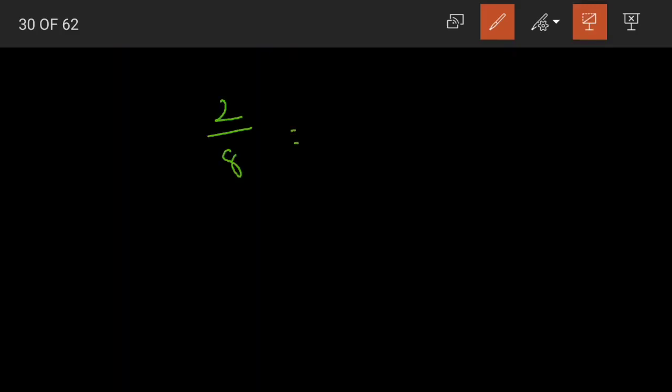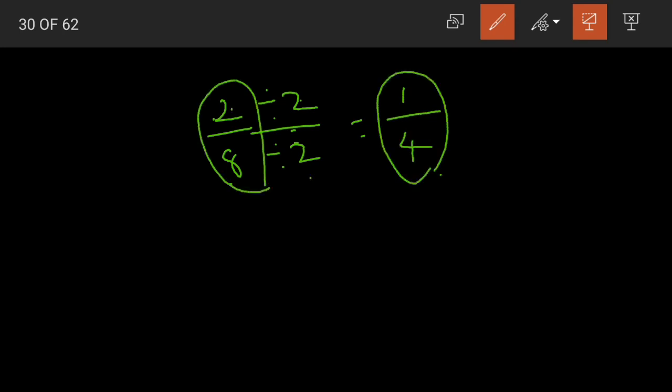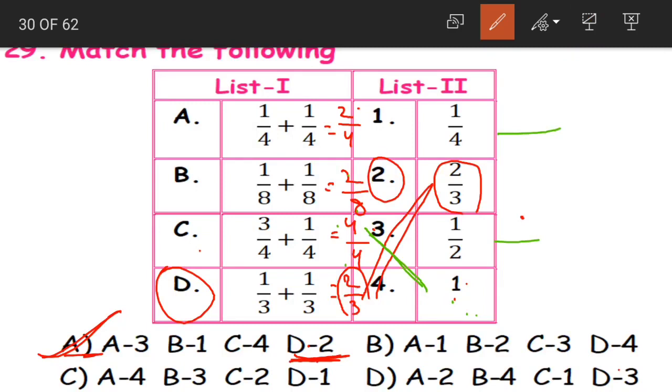2/8. Divided by 2, divided by 2, children. See, 2 divided by 2 is 1. 8 divided by 2 is 4. So 2/8 becomes 1/4. That is option 1. Now what is left?